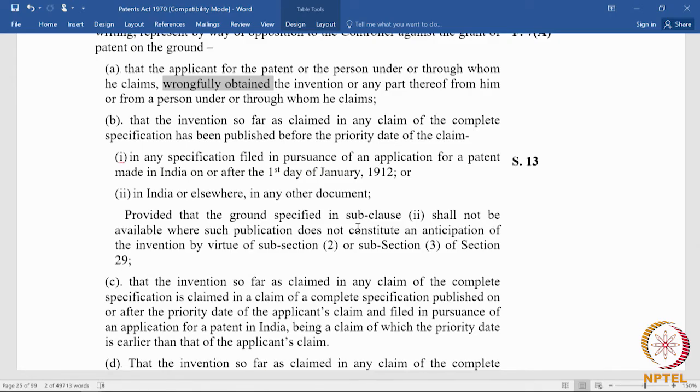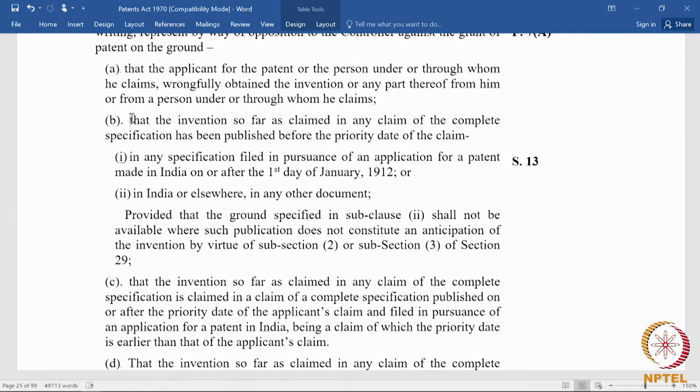So, we look at this as an ownership dispute. This is not a dispute with regard to the substantive merit of the patent. Section 25(1)(b): that the invention so far as claimed in any claim of the complete specification has been published before the priority date of the claim, (1) in any specification filed in pursuance of an application for a patent made in India on or after the first day of January 1912, or (2) in India or elsewhere in any other document, provided the ground specified in (2) shall not be available where such publication does not constitute anticipation under 29(3)(2).